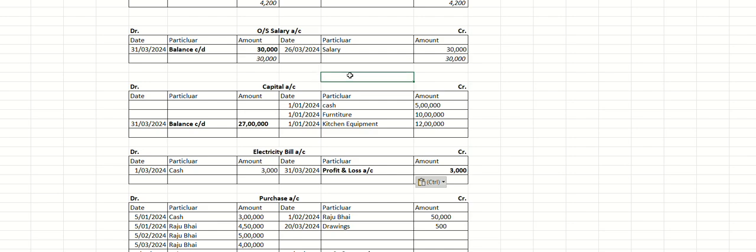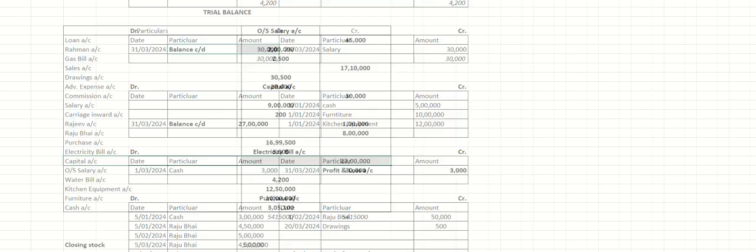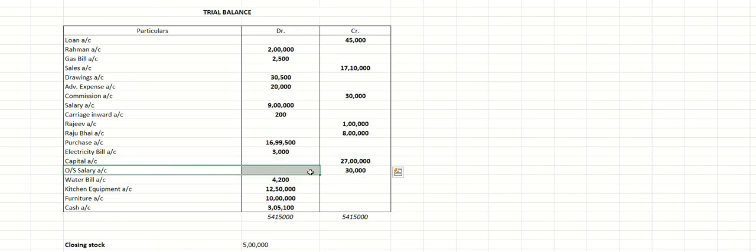We will take it to the next year also. For that sake, what we will do? We will take this balance carried down 30,000 rupees to the next year. So it is a liability. It is taken as balance carried down, not profit and loss account. So outstanding salary is a liability. And the balance is not taken in the debit side. We will take it in the credit side. Outstanding salary is taken in the credit side.